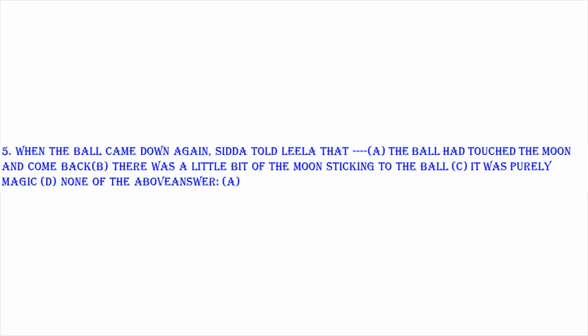5. When the ball came down again, Siddha told Leela that, A. The ball had touched the moon and come back, B. There was a little bit of the moon sticking to the ball, C. It was purely magic, D. None of the above. Answer, A. 6. Leela keenly examined the ball for traces of, A. The sun, B. The moon, C. The moisture, D. None of the above. Answer, B. 7.